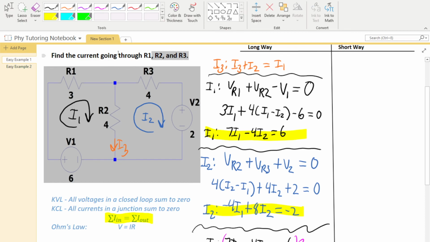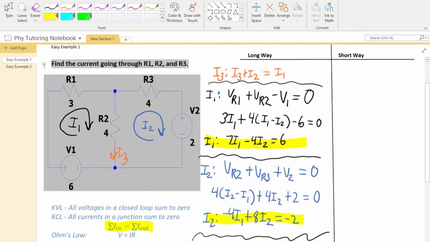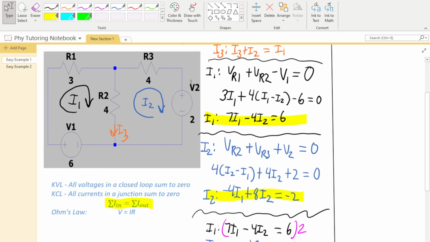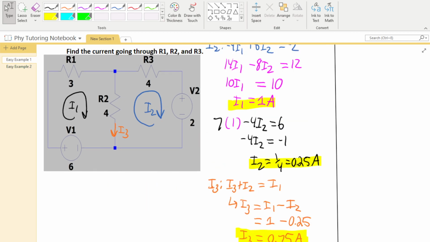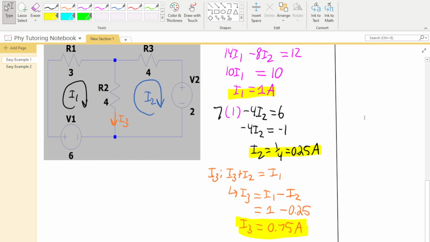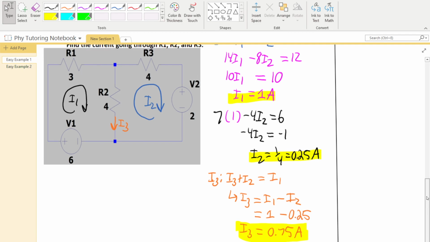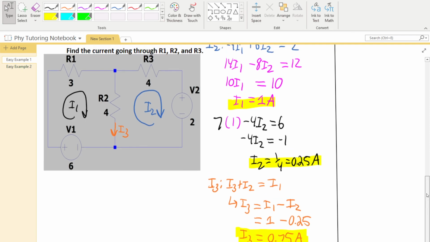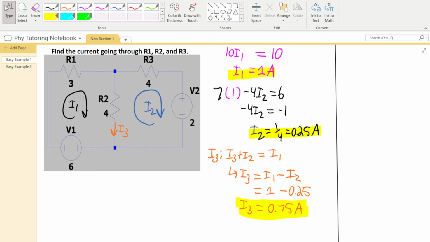But what does the question ask us for? It asks us to find the current going through R1, R2, and R3. So let me recopy this picture and bring it down so it's a little bit simpler to understand. Okay, sorry. So I kind of reorganized things a little bit. That way we could see it. Remember, so it says find the current going through R1, R2, and R3. I'm trying to get it to fit all in the same image. Apologies about that. All right, here we go.